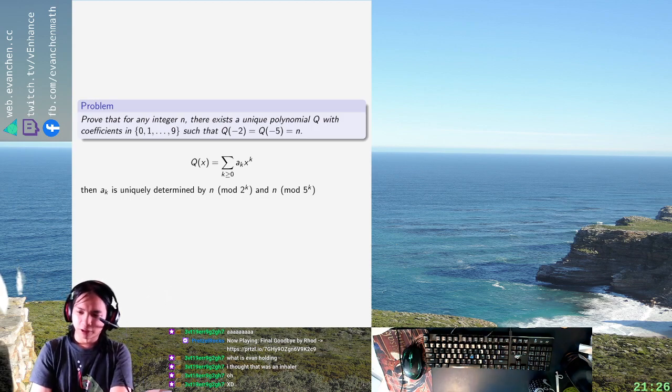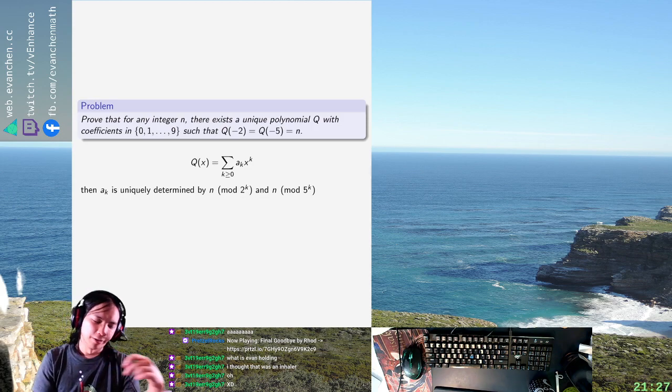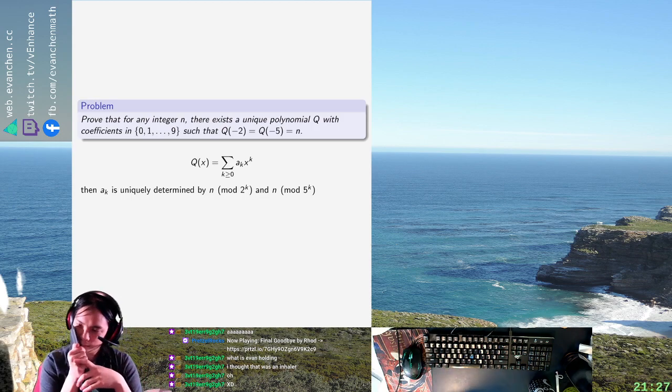So why does this terminate? So if I think about the related problem where you want q(-2) to equal n, and the things are 0 and 1. I don't know. That's a base thing, man.